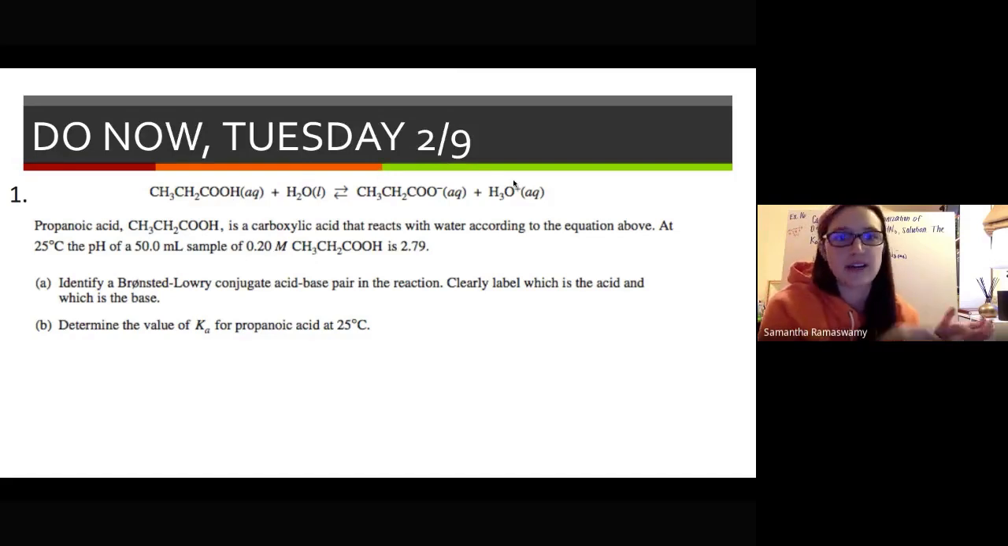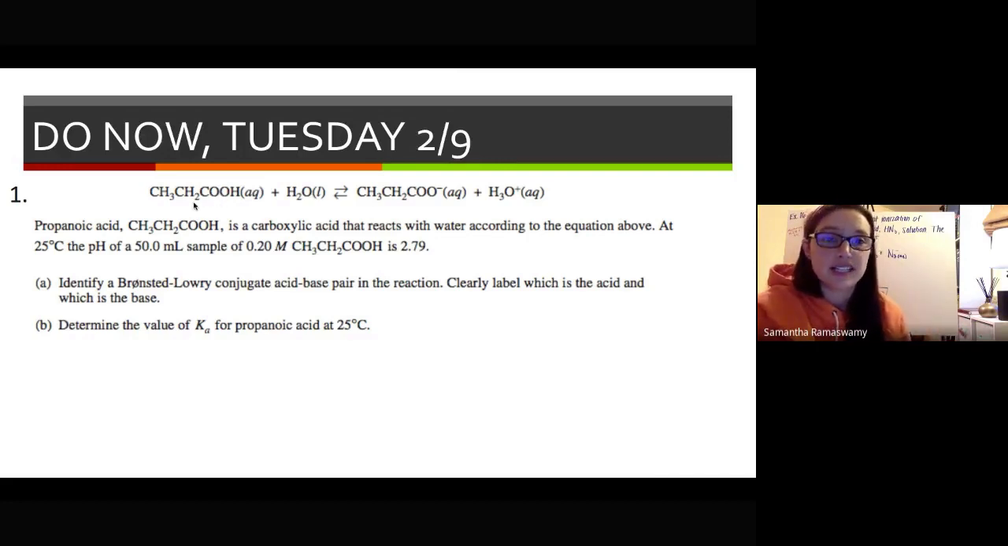This is a Bronsted-Lowry acid-base reaction. These are the acid-base reactions that we look at in AP. And you'll notice that propanoic acid actually loses the H on the end. This is an organic acid, so it's one of those that has the H on the end. So it loses its H. That means that this is the acid. It donates its H plus to water.